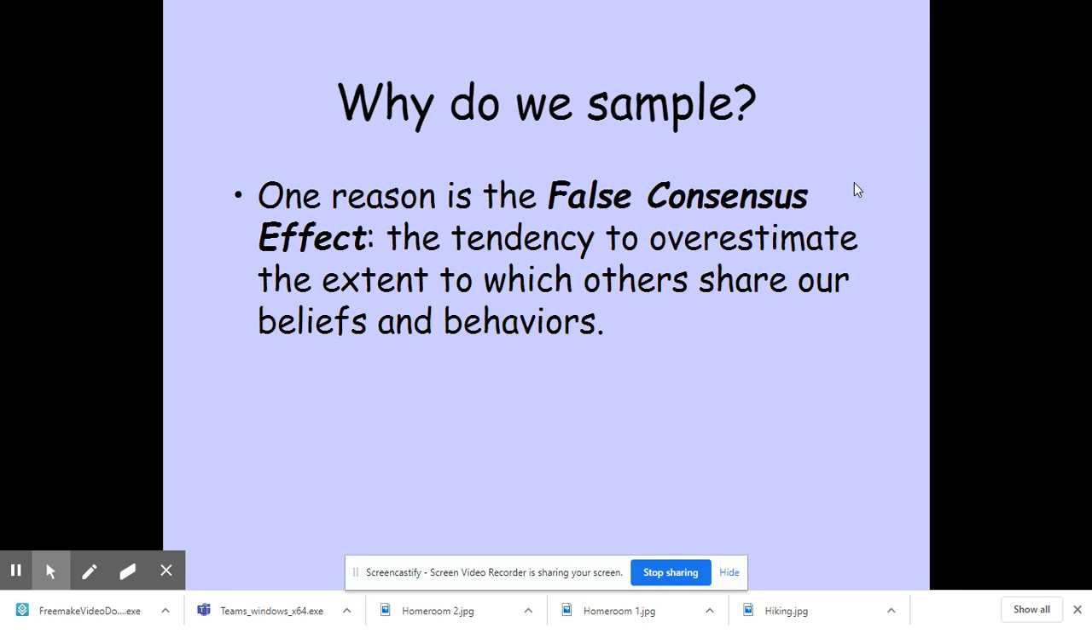Think about a political rally. You go to a political rally, everybody's cheering for the person, and the politician comes away saying, wow, they must all love me. The problem with that is if you're at a political rally, you're probably there because you like the person. That's not a random sample.